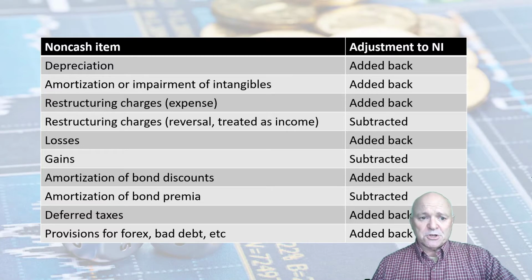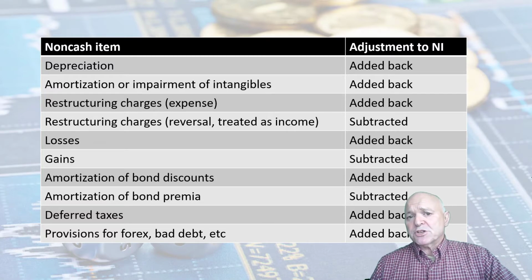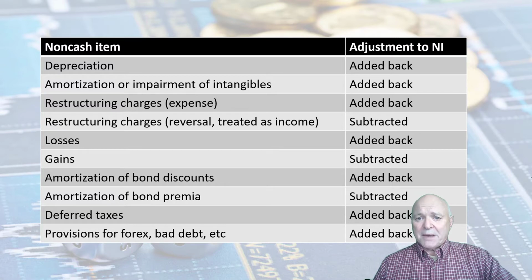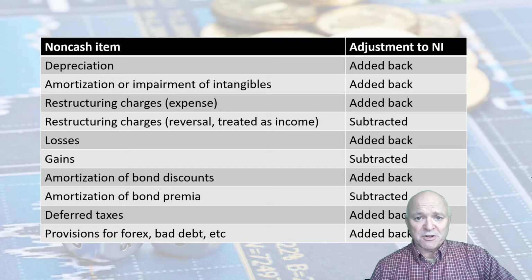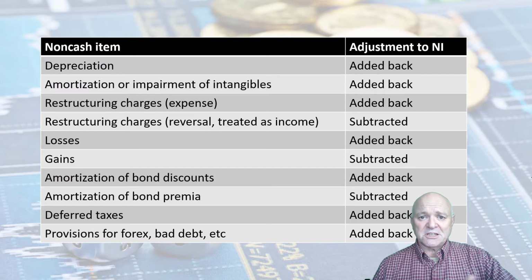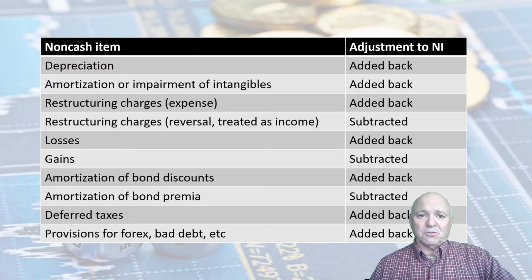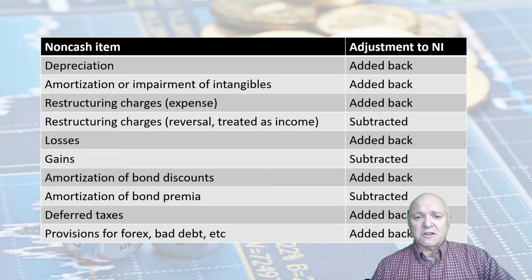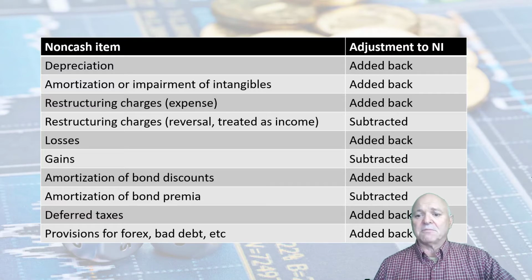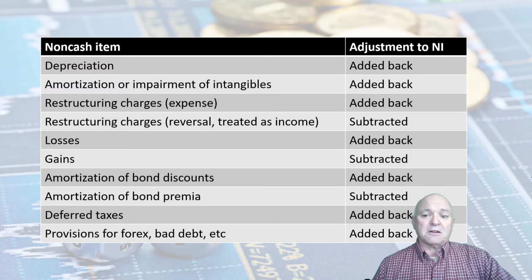Amortization, similar to depreciation, any kind of restructuring expenses or writing back of restructuring expenses, again, doesn't allow for cash to move in or out of the company. It just moves it from one place in the accounts to another. Any kind of losses outside of business activity or gains outside of business activity would also be either subtracted in the case of gains or added back in the case of losses.